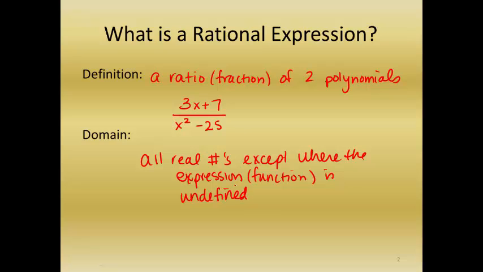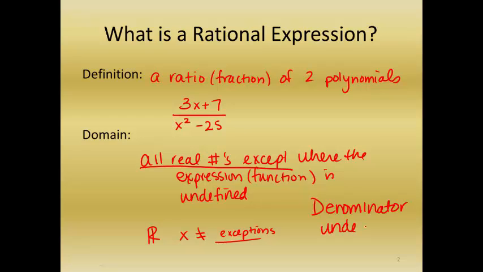Now, where is this going to be undefined? Because that we're going to have to specify. We will always begin with all real numbers except, okay? Which we can just write as R, and then we write x cannot be, and then we get to put in the exceptions. But what are those exceptions? The exceptions are going to be where the denominator equals 0. That will make a fraction undefined. So we need to look up where is the denominator undefined, or where is it equal to 0? Because as soon as we identify that, we know what the restrictions are.